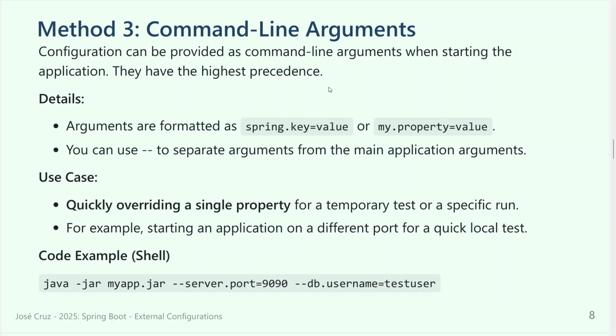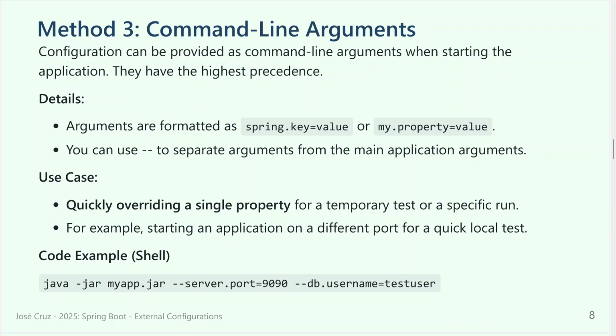Method 3, which is command line arguments. The command line arguments usually override everything. Okay, but how can you provide configuration using the command line? The command line usually uses something like spring.key. It's the same as you use on the properties file. You can use Spring or your own properties, but you have to use these two dashes to separate the arguments like this. So if you use something like this, server.port something or db.username test user.